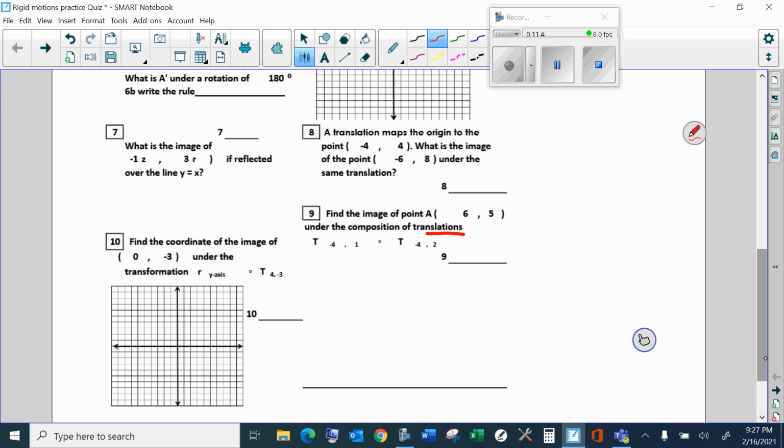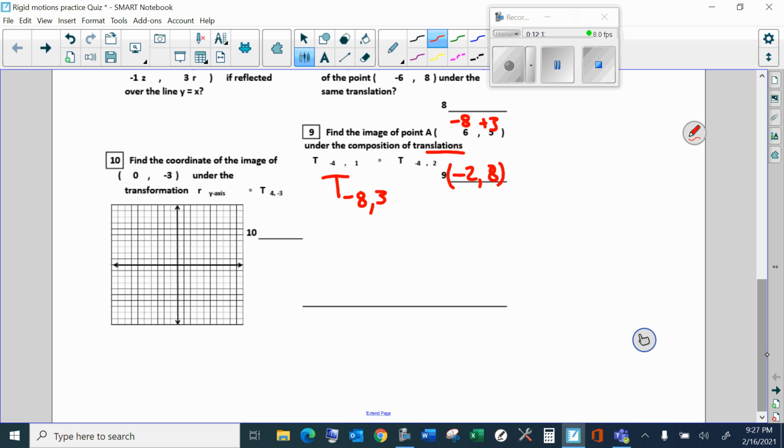Okay, so it's just one translation after the other. So I can just add those together. So it's really a translation of negative 8 in the x, and 1 plus 2 is 3 in the y. Okay, so now I just do that. Negative 8 and plus 3. So what is that? Negative 8 plus 6 is negative 2, and 5 plus 3 is 8. Very simple.